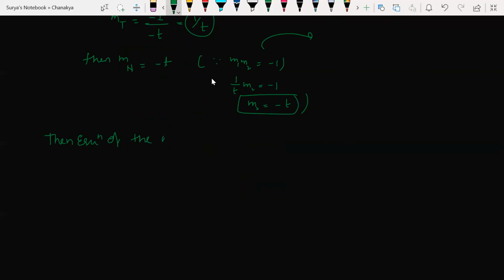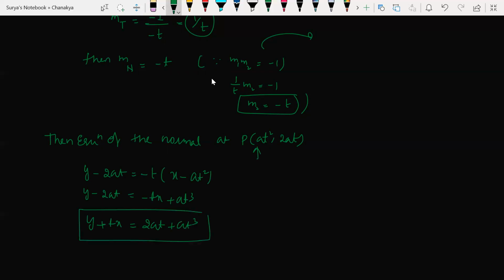Equation of the normal at the point at square comma 2at. What is the formula? y minus y1, where y1 is 2at, equals m, the slope of the normal, which is minus t, times x minus x1, where x1 is at square. Just simplify this: y minus 2at equals minus tx plus at cube. So y plus tx is equal to 2at plus at cube. This is the equation of the normal in parametric form.